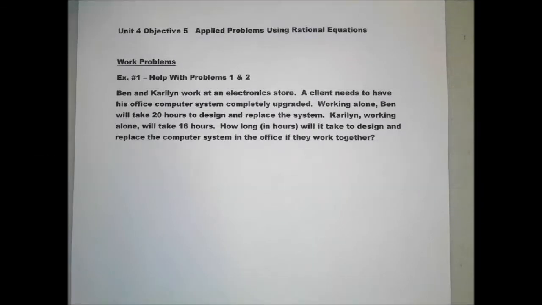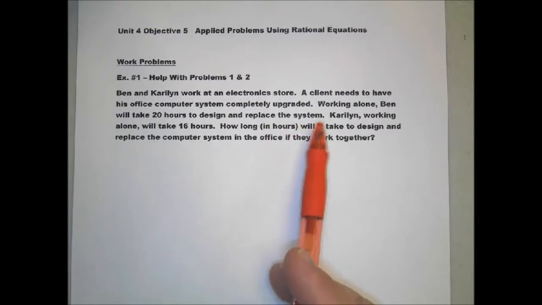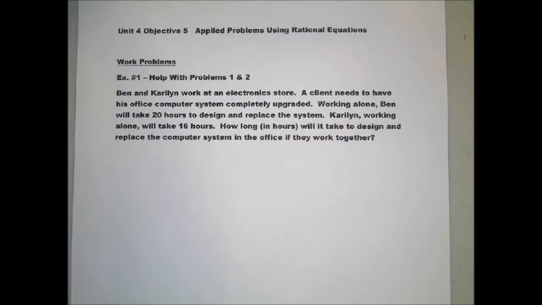Unit 4, Objective 5. My first example is going to help you with the first two problems on the worksheet, the work problems. Ben and Caitlin work at an electronics store. A client needs to have his office computer system completely upgraded. Working alone, Ben will take 20 hours to design and replace the system. Carolyn, working alone, will take 16 hours.